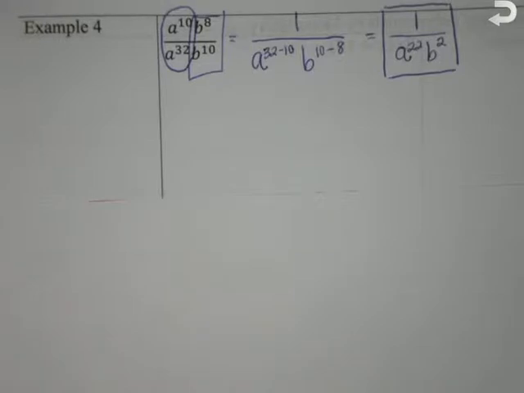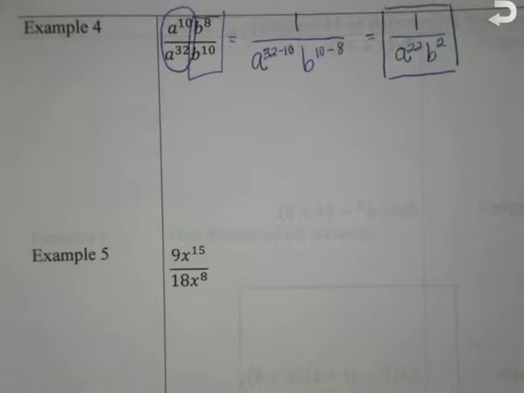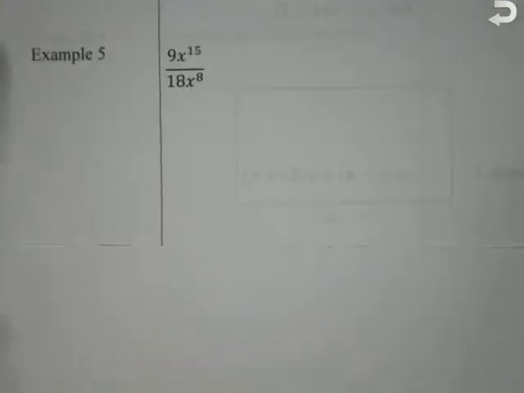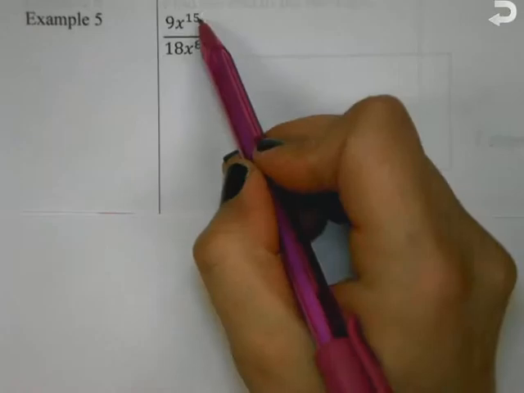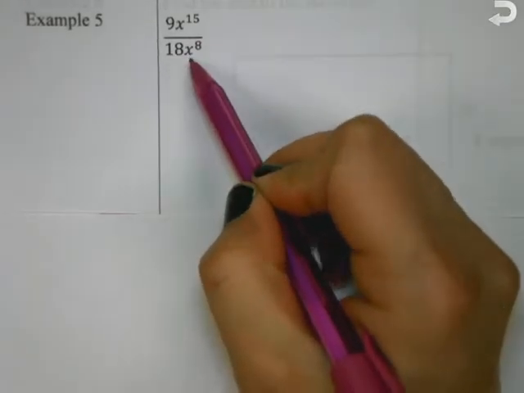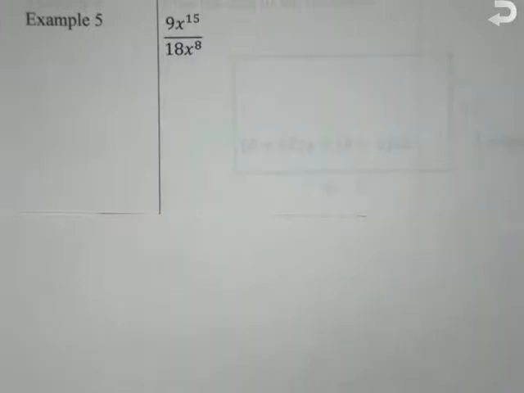Because I've had some people looking ahead already, in example 5, what happens if there are numbers involved? We have 9x to the 15th over 18x to the 8th. When I was grading your quiz A's from Friday, I know we've gone over this already, but it looks like we have to go over it again because I think every single person missed this one problem. Not this exact one, but it had something similar in it.